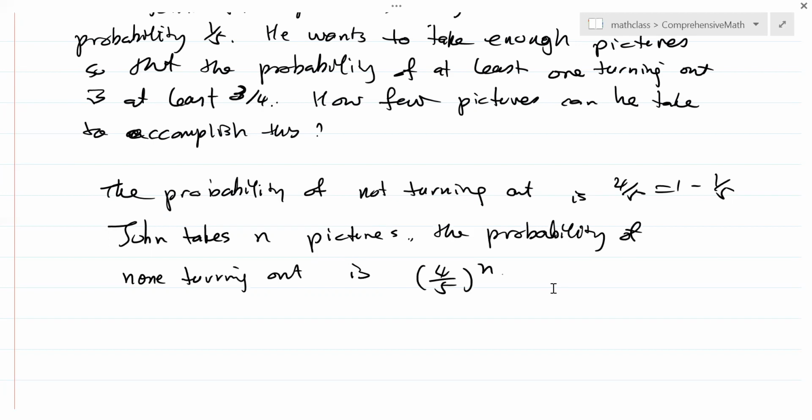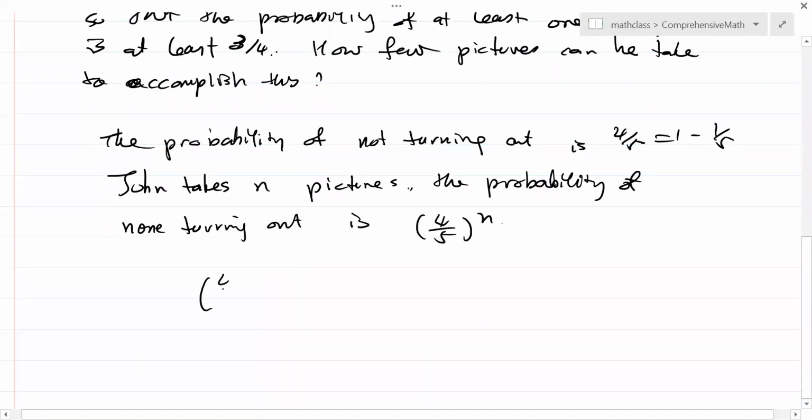So you can do it the opposite way. What is the probability that none of them turn out? What is the probability of none of them turning out to be less than 1/4? The probability of at least one turning out is at least 3/4. The other direction should be, yeah, so this number, by requirement, the probability of none of them turning out should be less than or equal to 1/4. Yeah, 1/4 is 1 minus 3/4.